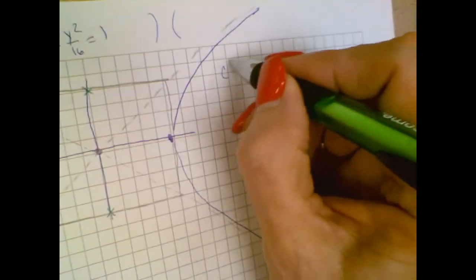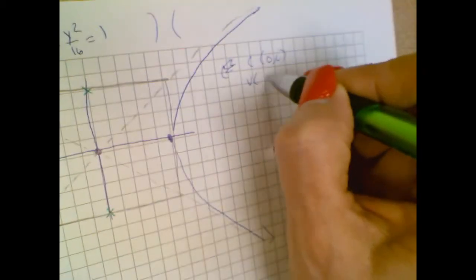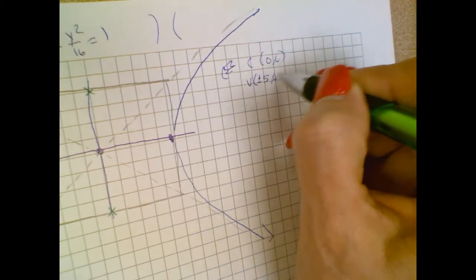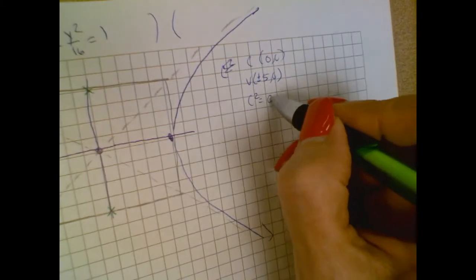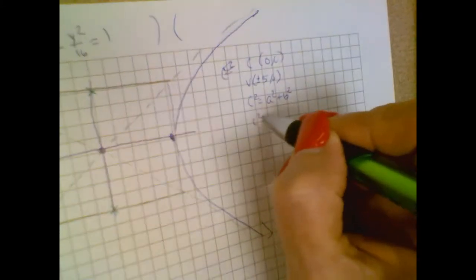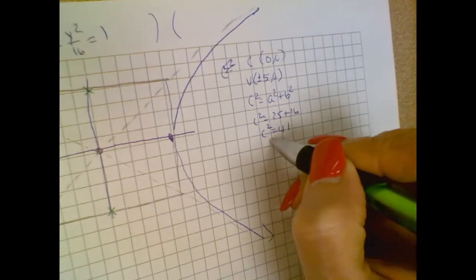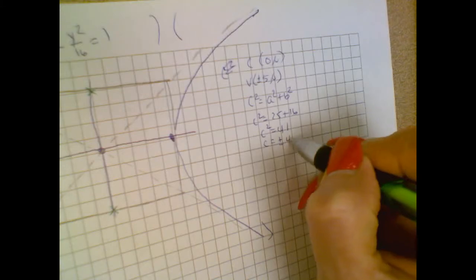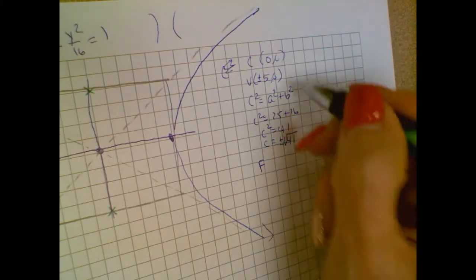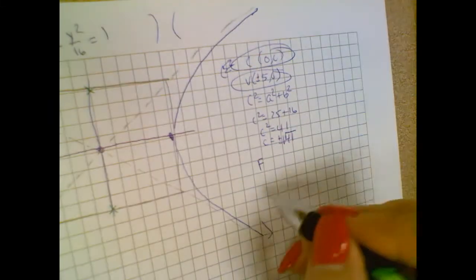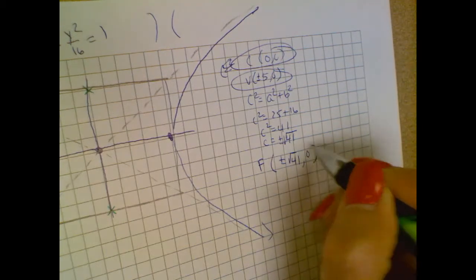All right, so your foci. First of all, your center was 0, 0. Your vertices were 5, 0, so let's just put plus or minus 5, 0. For your foci, c squared equals a squared plus b squared, which is 25 plus 16, which is 41, so c is plus or minus the square root of 41. That means your foci points would be plus or minus square root of 41 and 0.